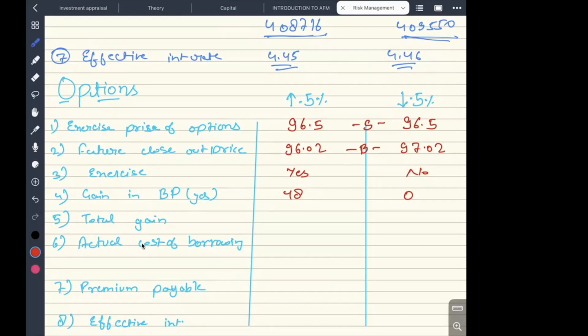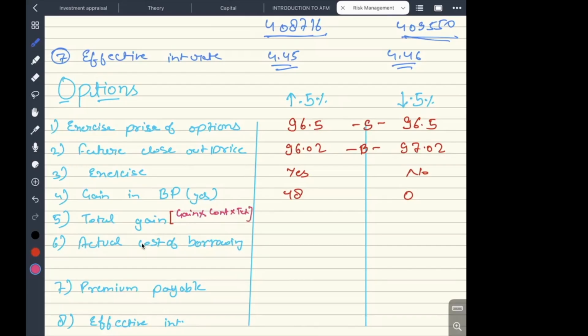Yes, sir. Okay. Now total gain. For total gain you have to remember, whatever is the gain, multiplied by number of contracts, multiplied by tick. 48 into 37 into tick. So I'll do one thing. I should write down the formula. That would be better, right? So that will be gain multiplied by contract multiplied by tick. That will give you the final answer.